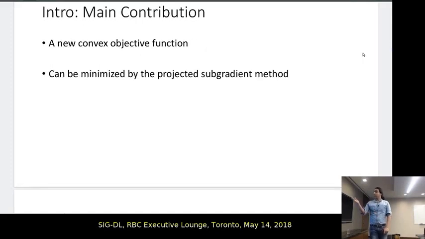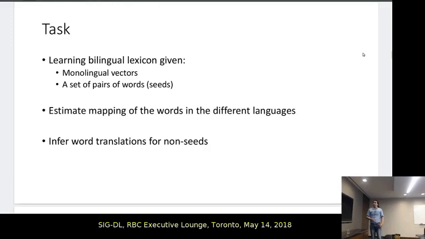So the main contribution is, I believe, a new convex objective function that they prove is convex, and therefore they can use it as an objective function and minimize it with the projective subgradient method. They have to use the projective subgradient method because their surface is not smooth. We'll see it's piecewise linear, so it's not differentiable.